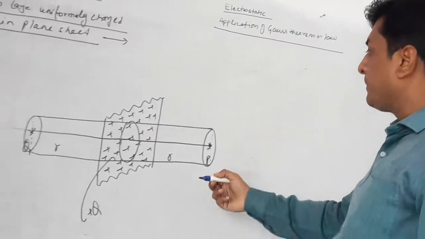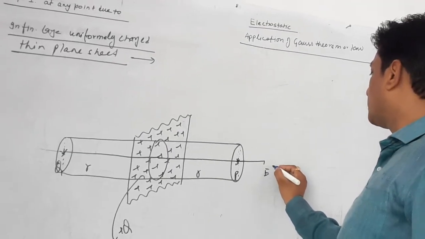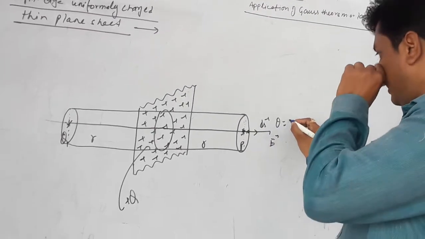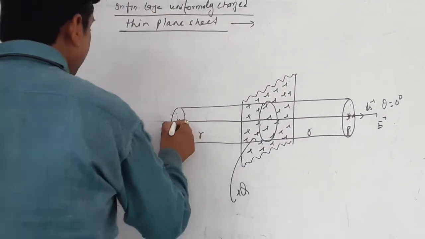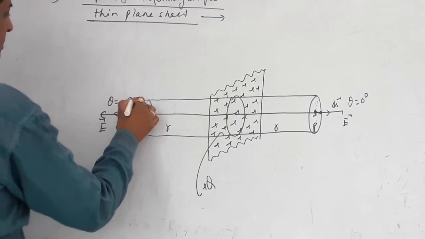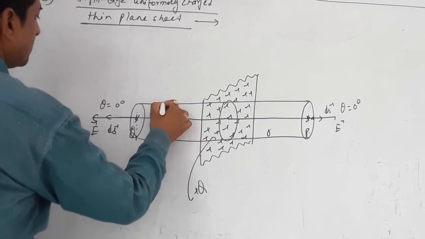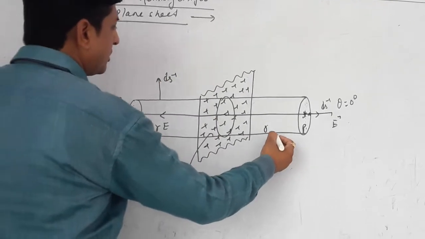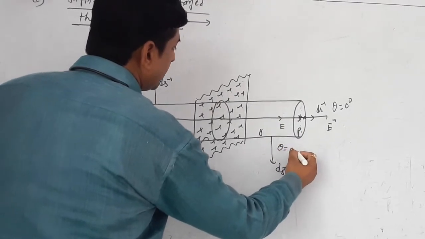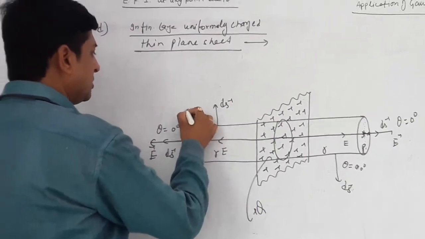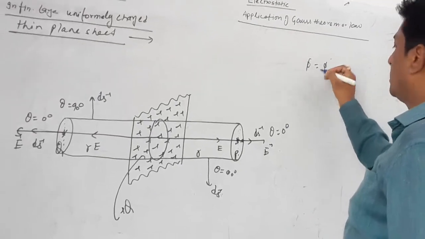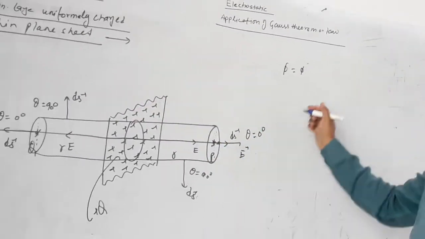Now apply Gauss theorem. Here the intensity direction will be this, and if we assume a small area vector, the area vector direction will be this, which means theta is 0. For here also the direction of intensity will be this and the area vector will be this, theta is 0. For this portion the area vector is here and the intensity direction is this, which means theta is 90 degrees here, and for this section it is also 90 degrees. So the total amount of flux here is also due to the curved surface and the flat surface.